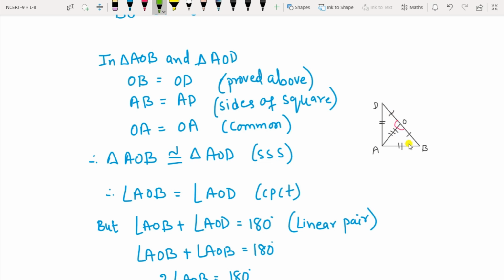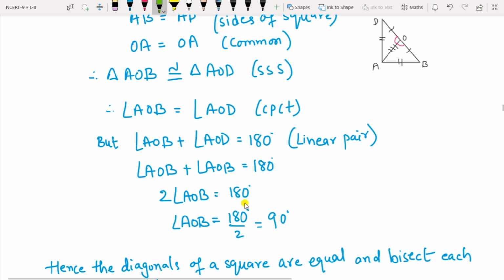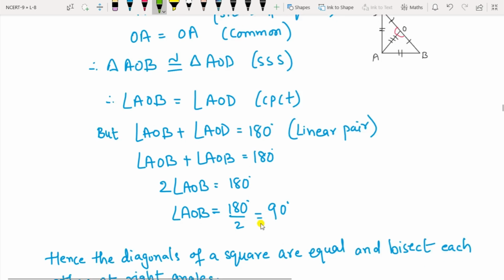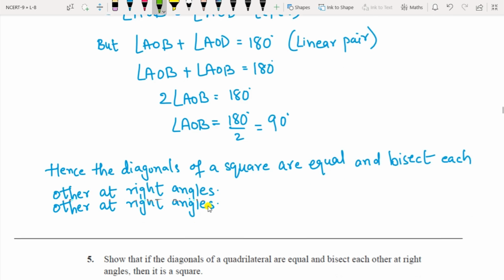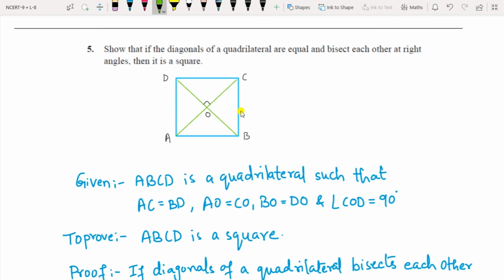Now you can see these two angles are on a straight line, so it is a linear pair. Since they are equal, you can write 2 times AOB equals 180, so AOB is equal to 90. If this is 90, then this is also 90. Therefore the diagonals of a square are equal and bisect each other at right angles. So we have proved that the diagonals are equal and they bisect each other at right angles.